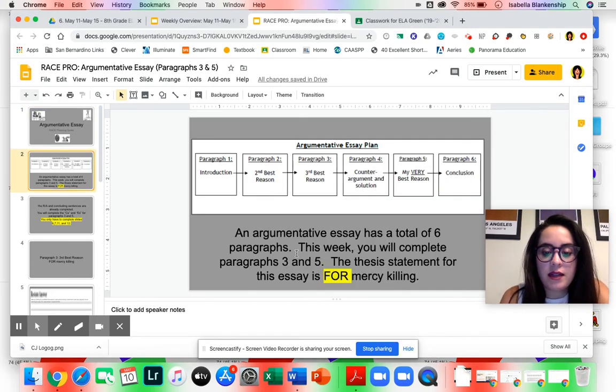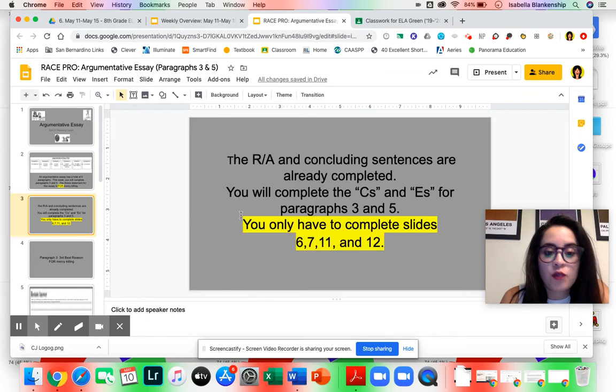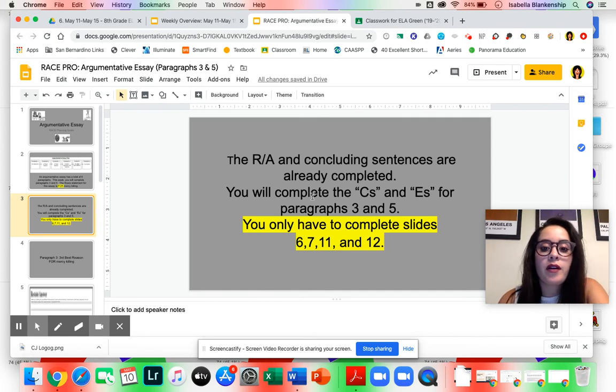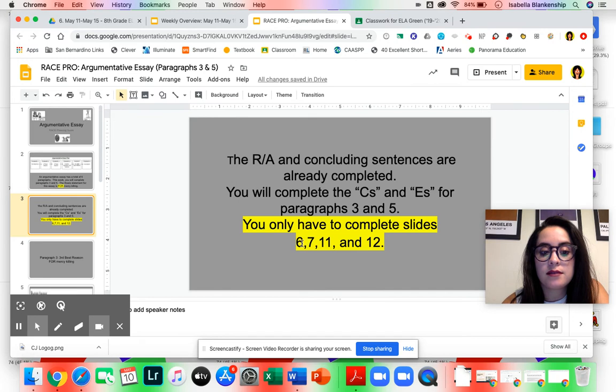It says an argumentative essay has a total of 6 paragraphs, as you can see in these boxes. This week, you're going to be completing this paragraph and this paragraph, because last week you did paragraph 2 and your intro. The restate and answer and concluding sentence are already completed. You will complete the C's and the E's for paragraphs 3 and 5. You only have to complete for this Google Slides, number 6, 11, 7, 11, and 12. Okay, that's it.